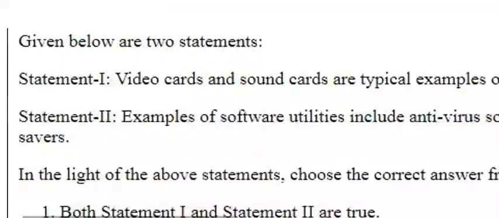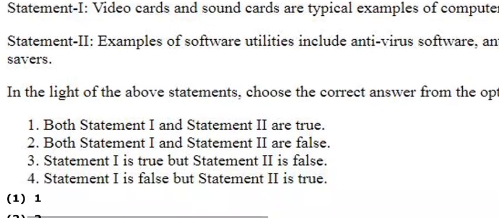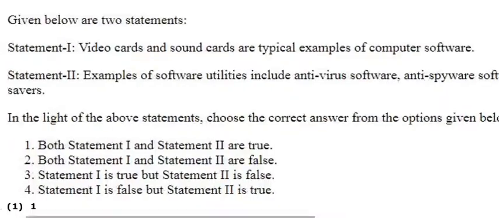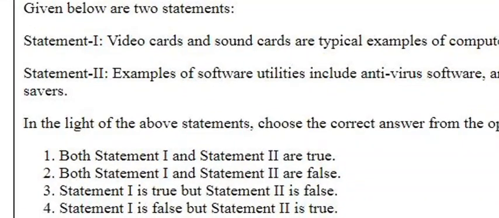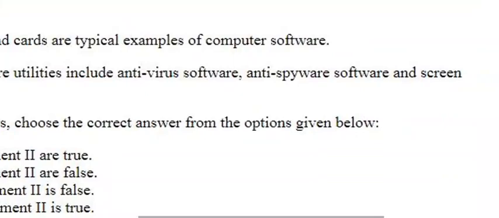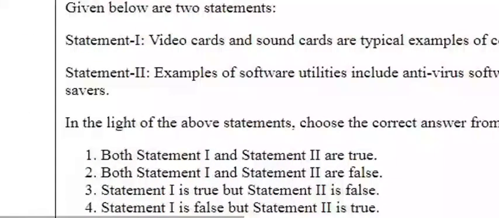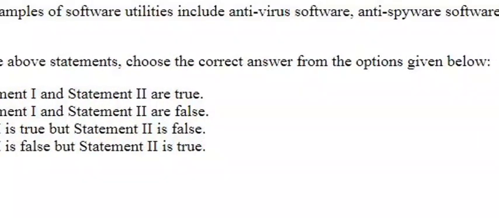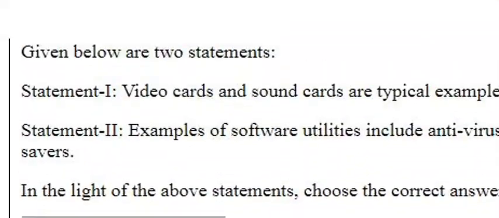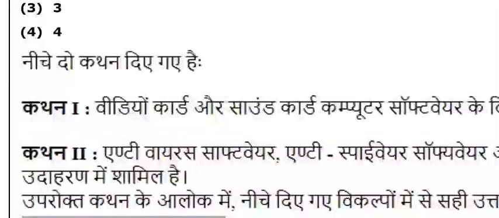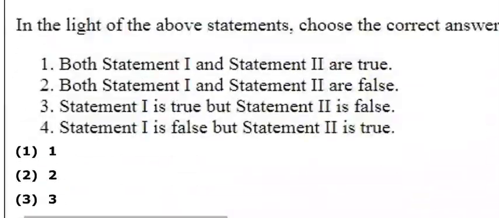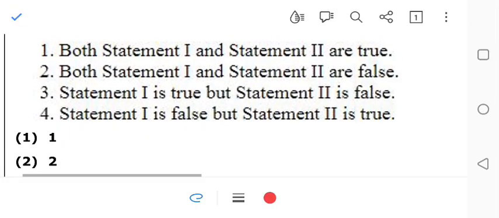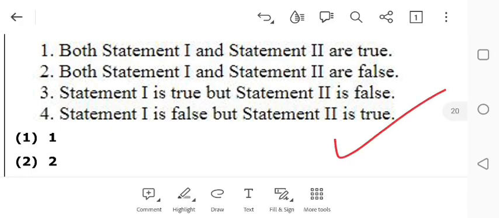Next is 33. It says, given below are two statements. Statement 1 says video cards and sound cards are typical examples of computer software. Statement 2 says examples of software utilities include antivirus software, anti-spyware software and screensavers. In the light of the above statements, now choose the correct answer from the options given below. So these are the options that you have got. Now try to choose any one from the said options. So 1 is false, 2 is true. This will be our correct answer.